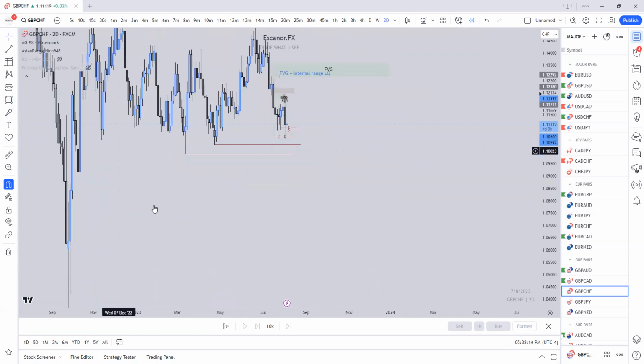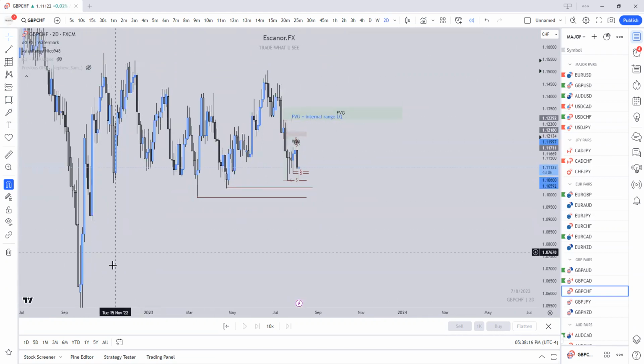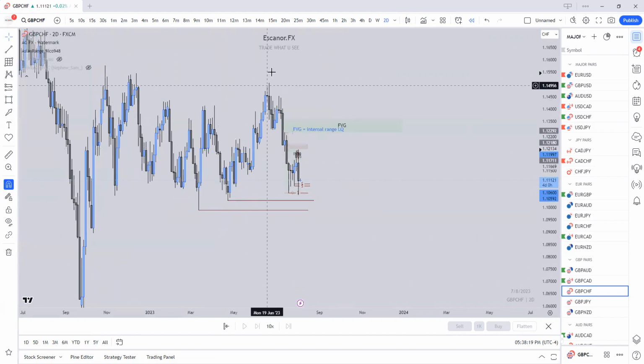So from the big picture, from this low here to this high, this is our internal range. And from this leg here, this is our internal range. But those are the external range. So we need to take those external to reverse to the internal.